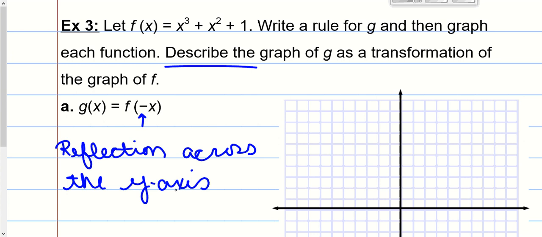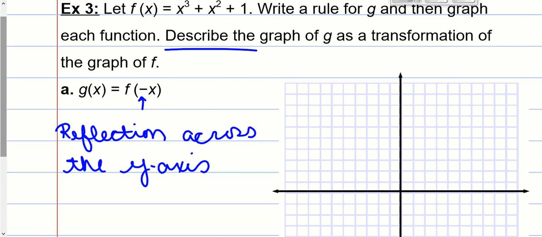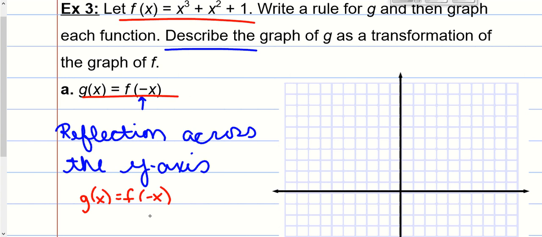Okay, so a reflection across the y-axis. Now let's go ahead and plug that in. If we're going to write a rule for this, we have our g of x equals f of -x, which they gave us here, and we have f of x here. Now all we have to do is replace each x with -x. So we have -x cubed plus -x squared plus 1.